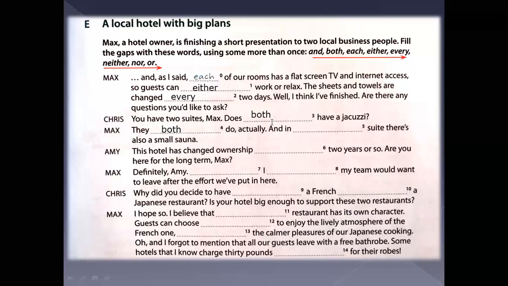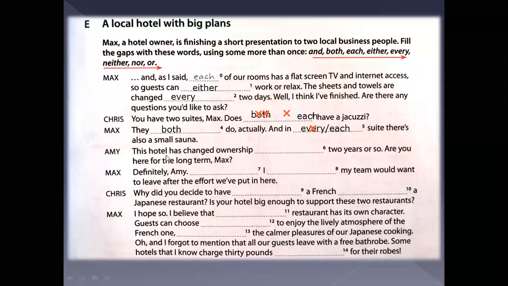Does each have a jacuzzi? Yes, they both do, actually. There is also a small sauna in every or each? Each. In each suite, there is a small sauna. Each is the correct one, so I'll leave this one. Which one is for two or more? Each.